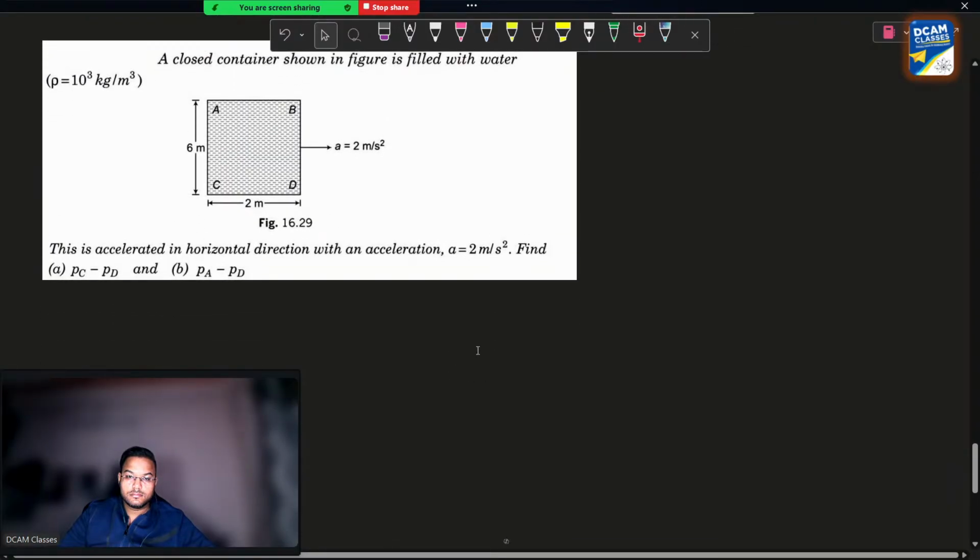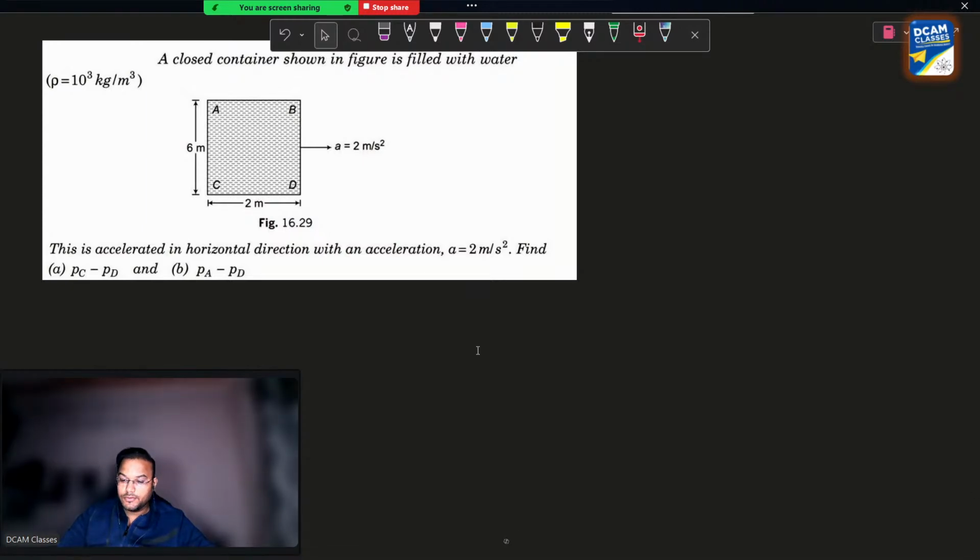There is PC minus PD, 4000 Newton per meter square. Correct? It was actually very easy. PC is obviously higher than PD. PC minus PD we have actually found out. It's rho A into this L. So rho is given 10 power 3, acceleration is 2, L is 2. So it will be 4000 Newton per meter square.